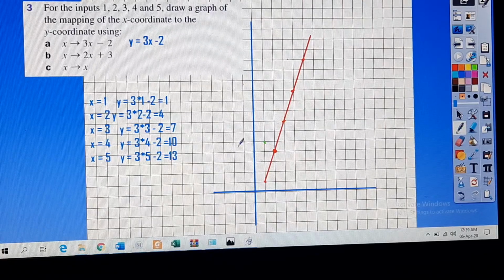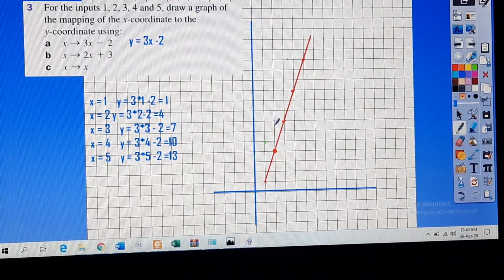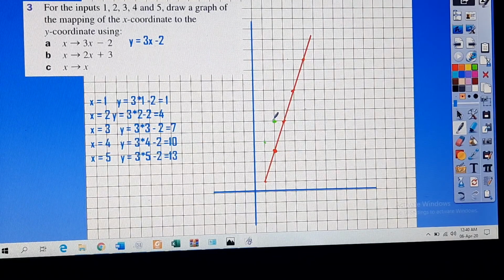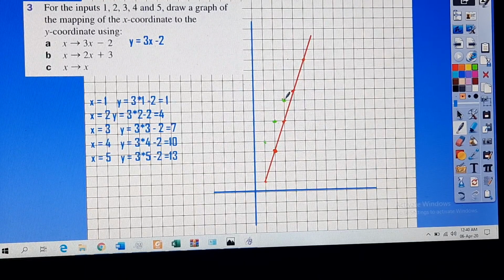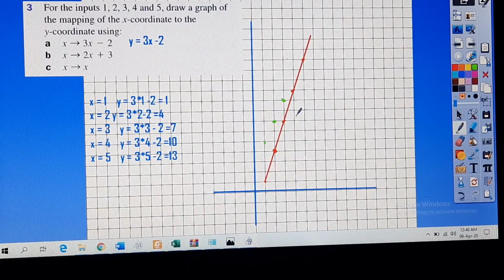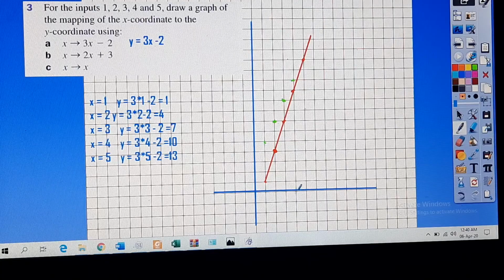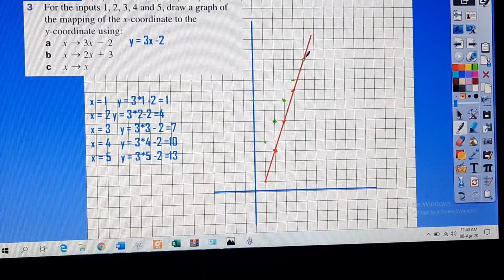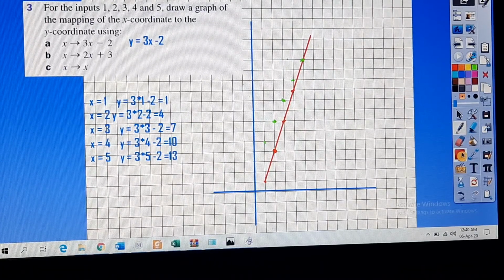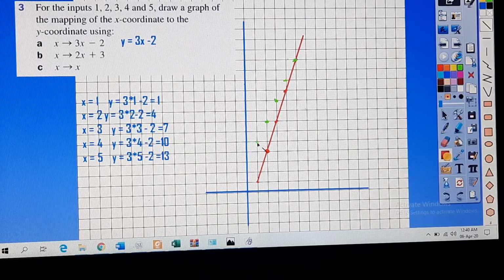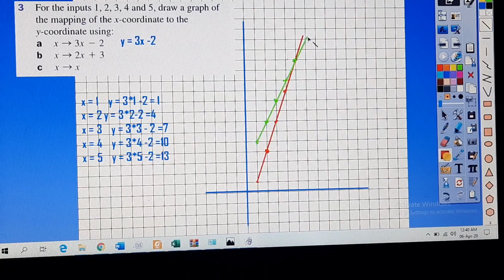If x is 2, then it will be 2 times 2, 4, plus 3, 7. So (2, 7). If x is 3, 6 plus 3, 9. So it will be (3, 9). If x is 4, 8 plus 3, 11. So (4, 11). If x is 5, 10 plus 3, 13. So (5, 13). If we join these points, we'll get the line that we are looking for. So this one will be the other line. And y equals x.